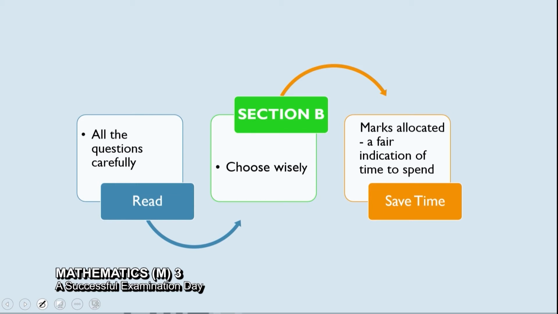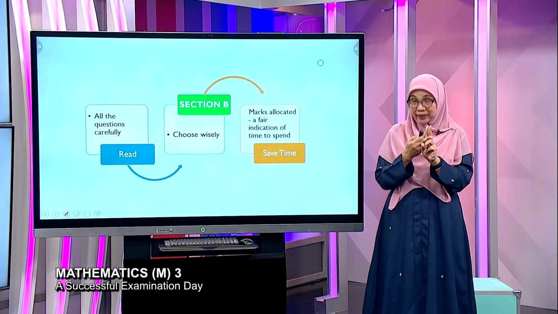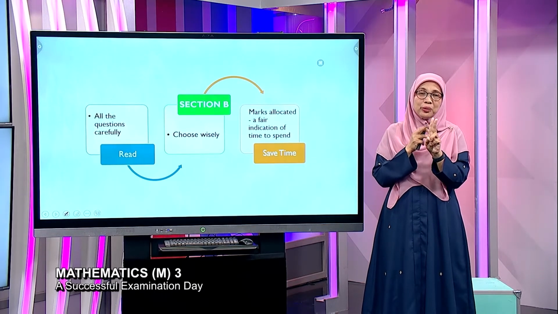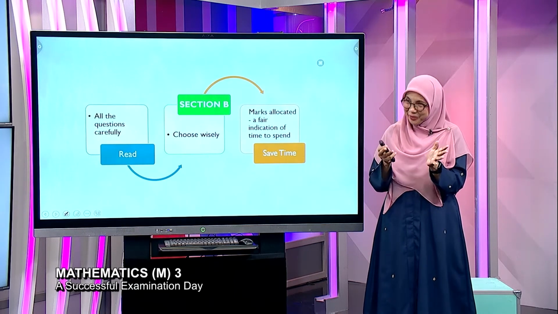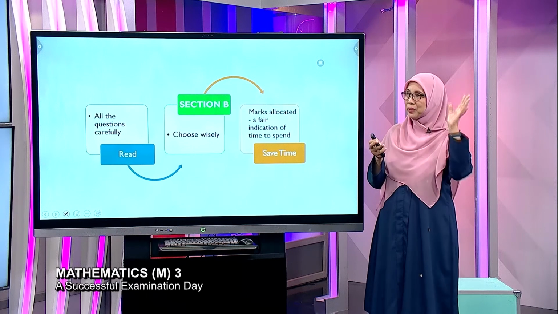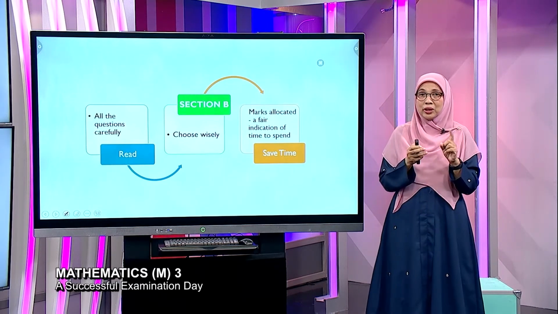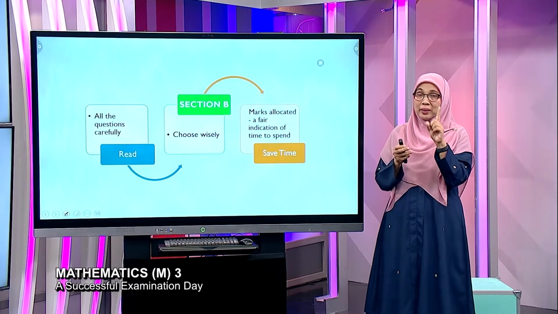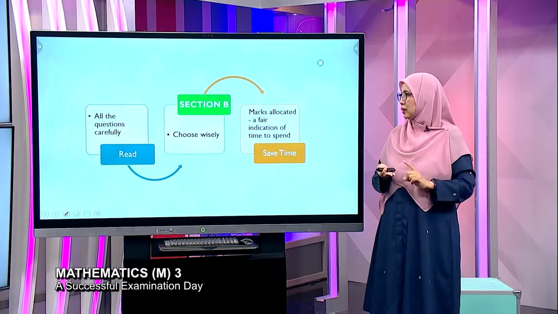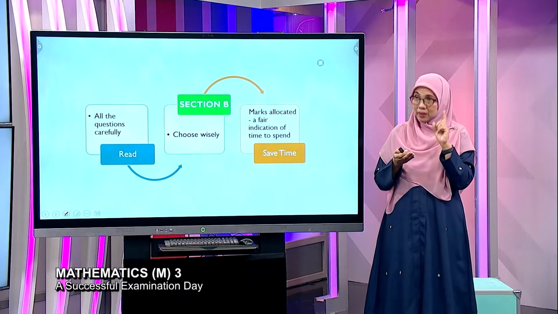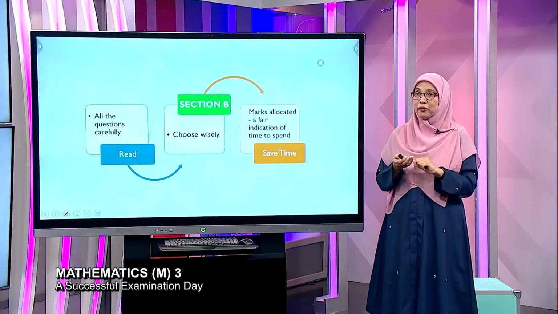Especially for section B, do not waste time by answering both. You have to read these 2 questions first, then choose the one that you are confident with, or in other words, the one you can answer the most. And forget about the other question because the examiner will only mark 1. Sometimes students submit 2, but we only mark 1, because the instruction already says answer 1 only. So follow the instruction.